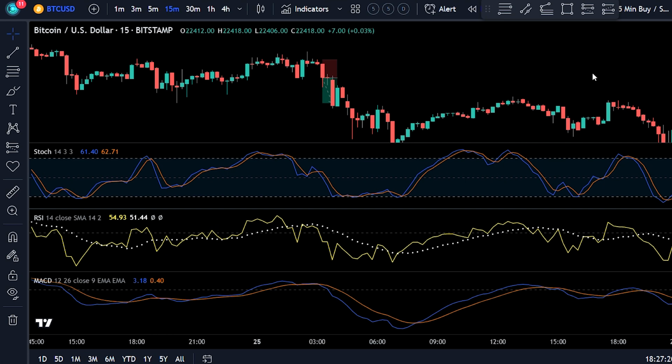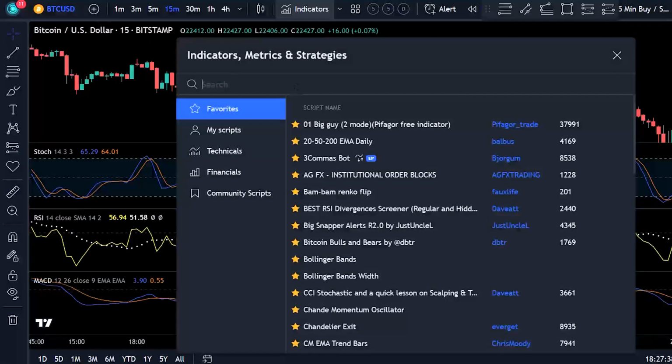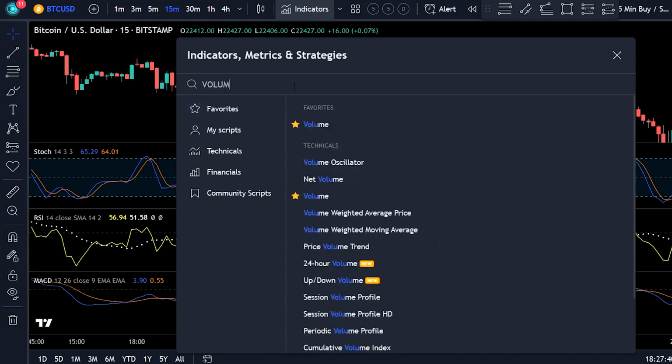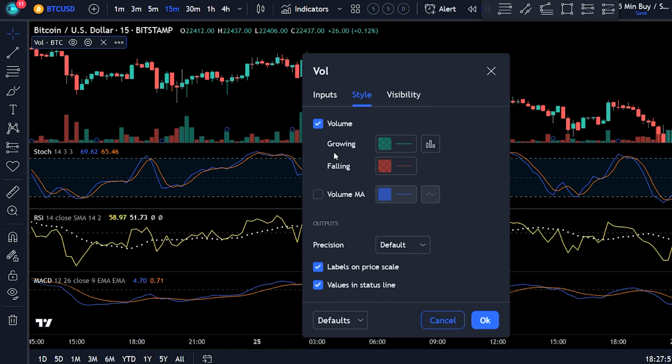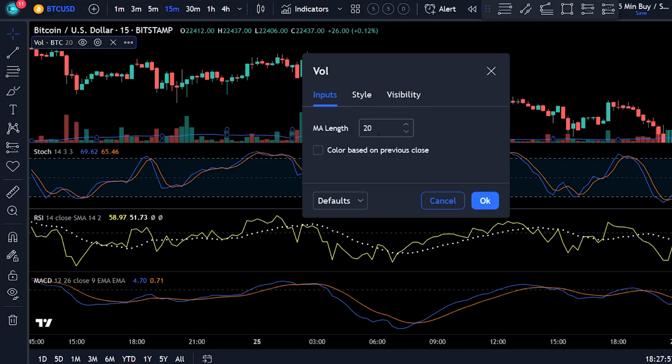Now let me show you how we can increase the win rate for this strategy even more. For that, we need to add one more indicator to the chart. So let's type in volume and select this indicator right here. We can access the indicator settings and enable the volume MA in the input section. Let's change the MA length to 30.